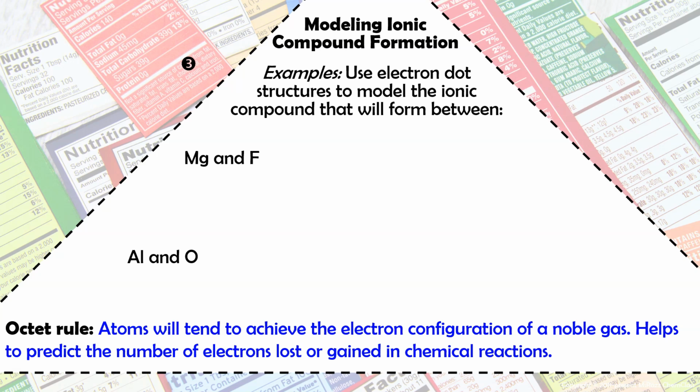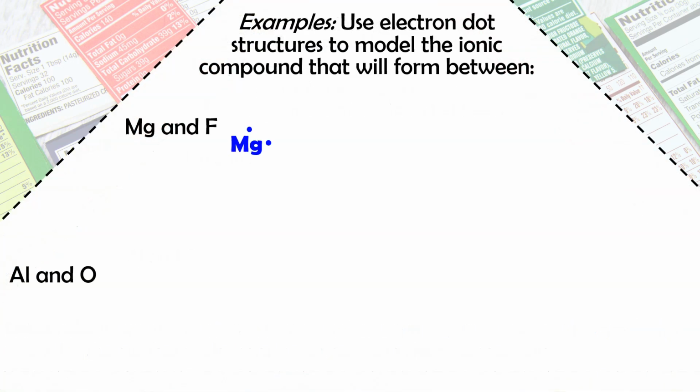So with something like magnesium and fluorine, when they combine together, we're going to start with magnesium and its electron dot structure, and then fluorine and its electron dot structure. Remember, the goal of each of these elements is to have the same configuration as a noble gas.